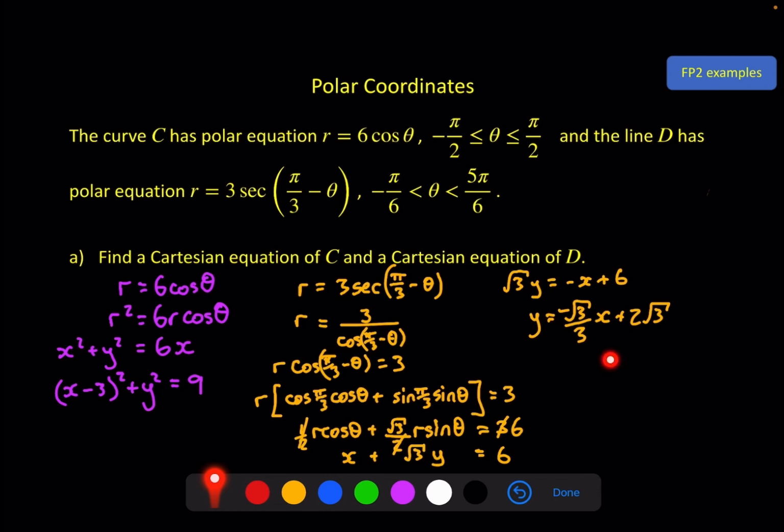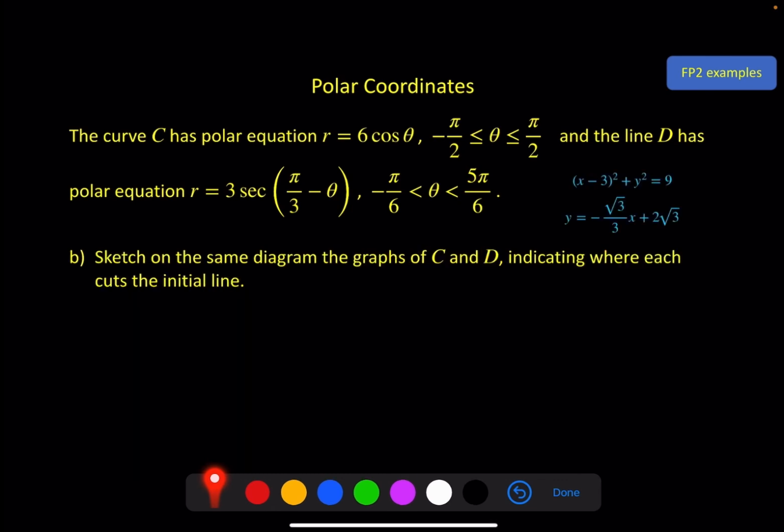So although I haven't put it on here, keep in mind that there might be some limit to the domain in Cartesian form if there's a limit in the polar form. So sketching these two, we've got a circle here and a line here. Get up a graph.